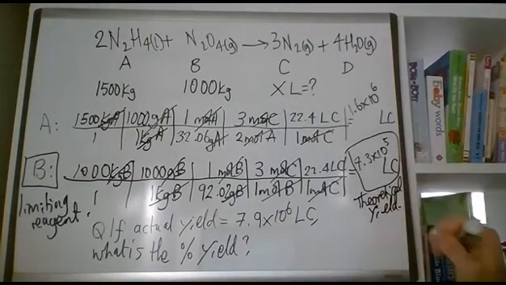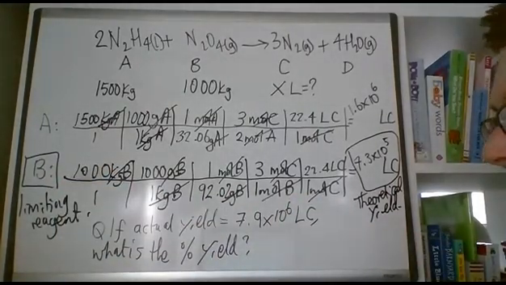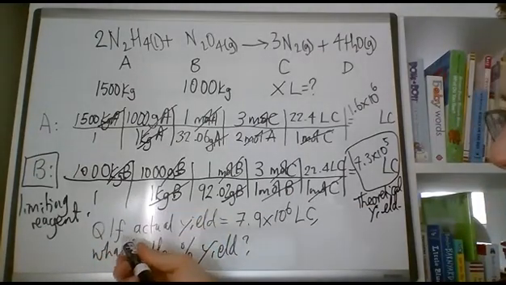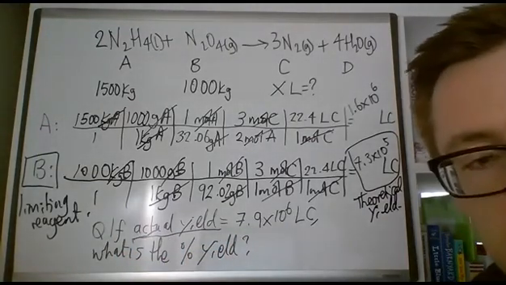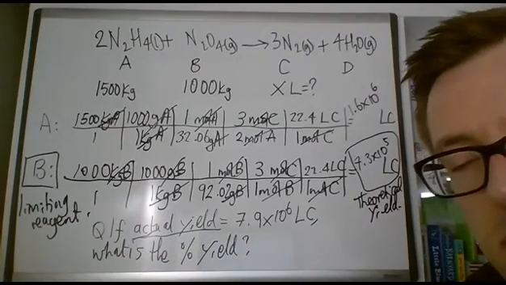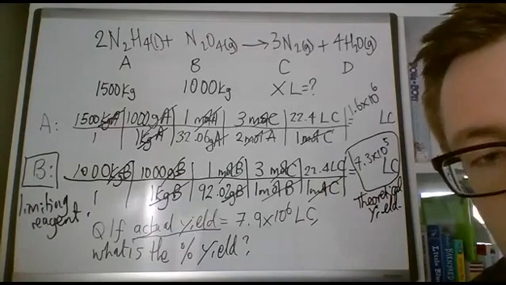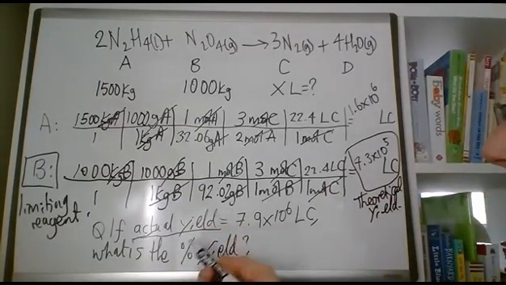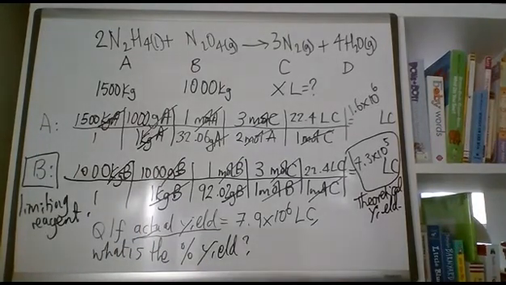So we definitely know what the theoretical yield is because that came from the limiting reagent. But the question tells you another yield. It says you have an actual yield of 7.9 by 10 to the 6th. So typically in a Chem 65 class, the actual yield will be given to you. The theoretical yield is what you have to calculate. And then the percent yield is the ratio of the two.